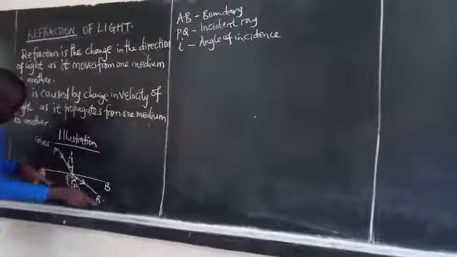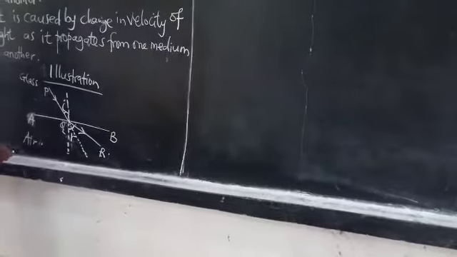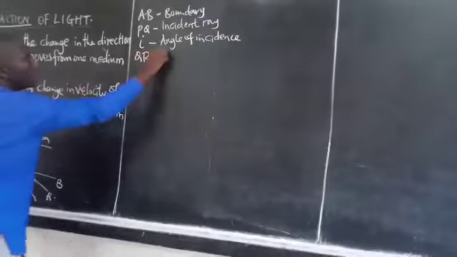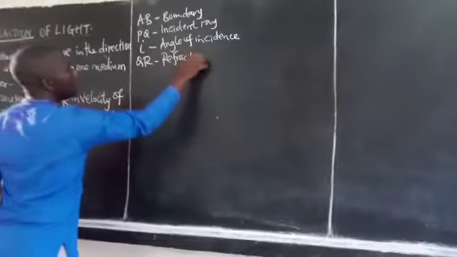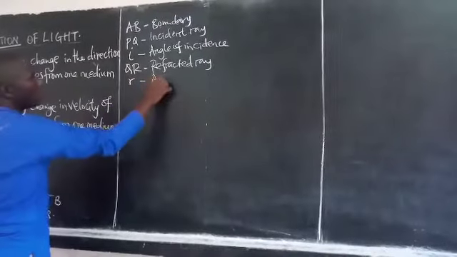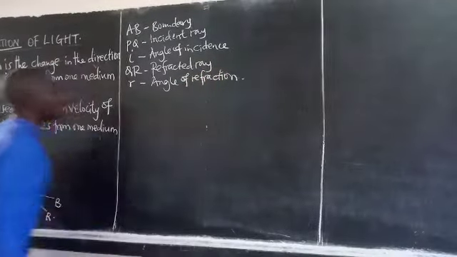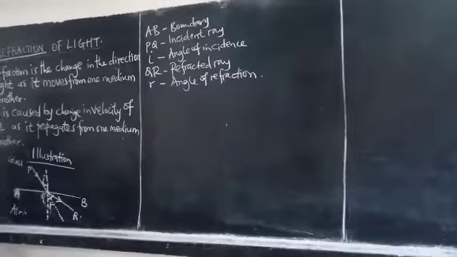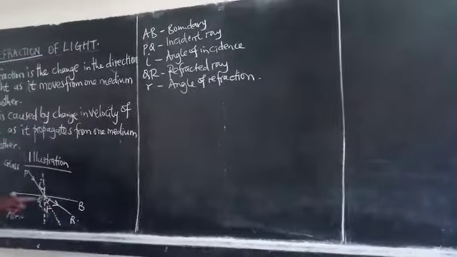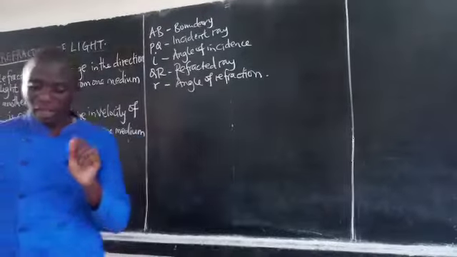Then we have this ray from here to here, after refraction. That is the refracted ray. And then angle R is the angle of refraction. These ones are very, very important. Then I have said there is a reason why this one moves in that direction, not this direction. And it is very important.